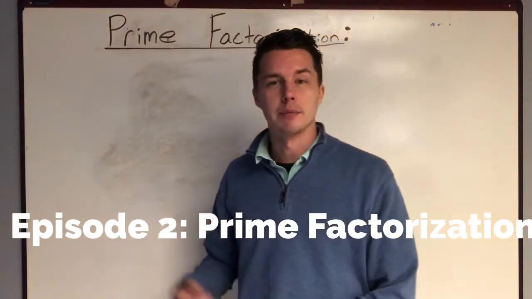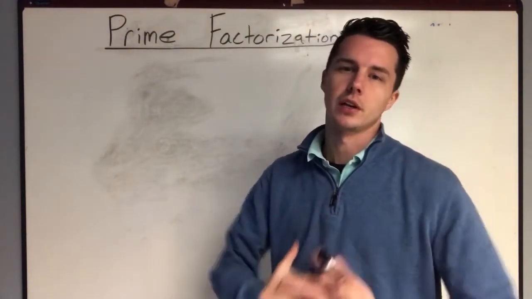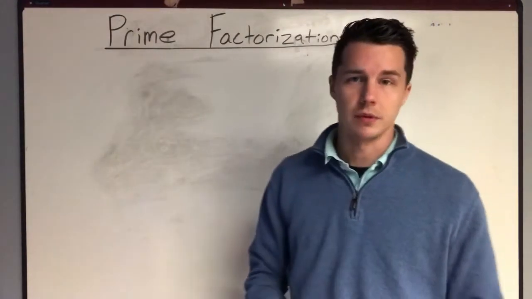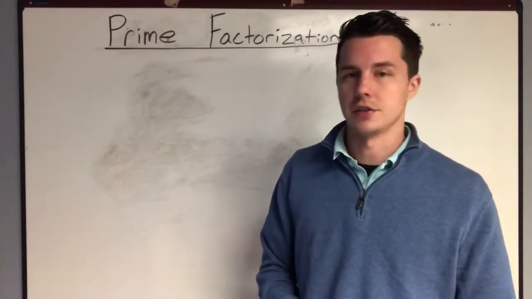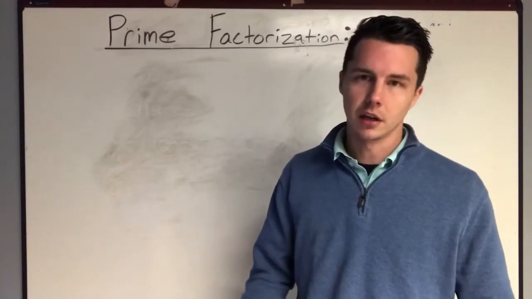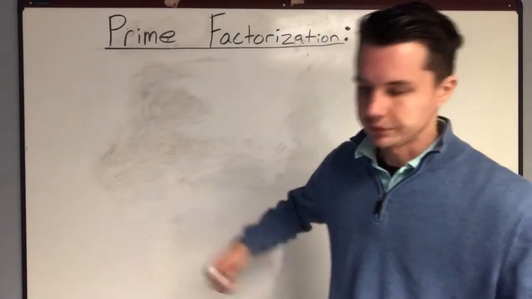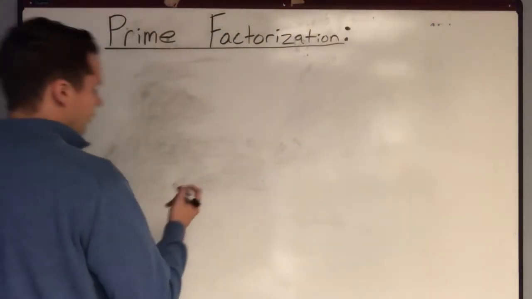For those of you that forgot what a prime number is, it's a number that can only be divided by one or itself. Factorization, well, those are factors, and factors are just numbers that make up products. So we're going to be taking numbers and breaking them down into factors that are only prime numbers. So let's get started with an example.